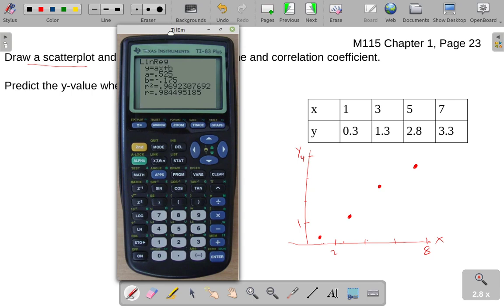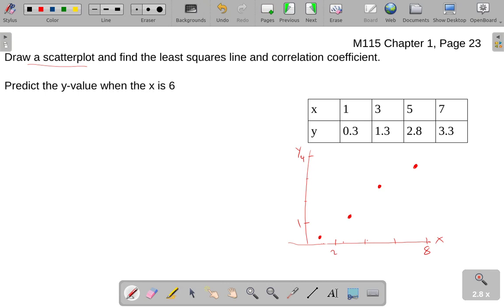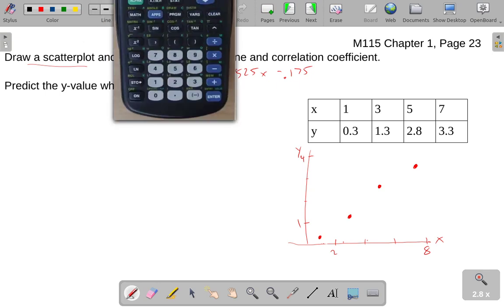So here we go. My slope, because this is LinReg, is ax plus b. You can see it says right there. So I know that a right here is my slope, and this is my y-intercept. So let me write those down. So my least square line, the equation for the least square line, is y equals 0.525x minus 0.175.